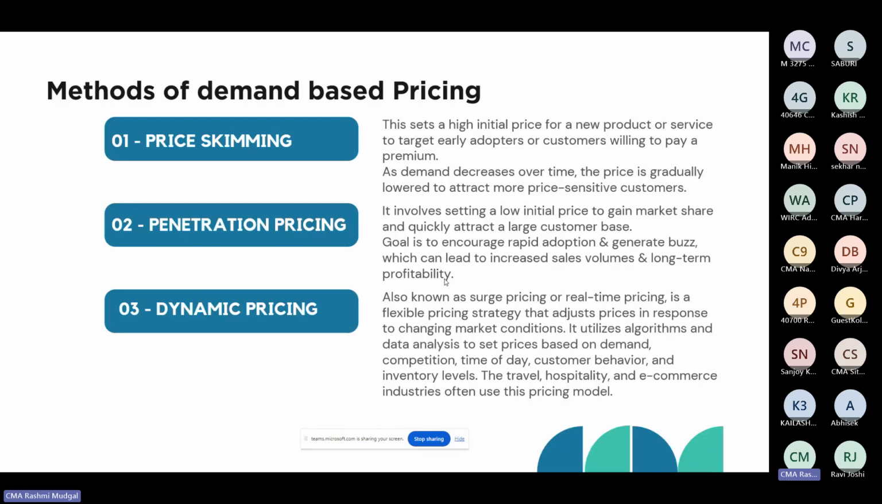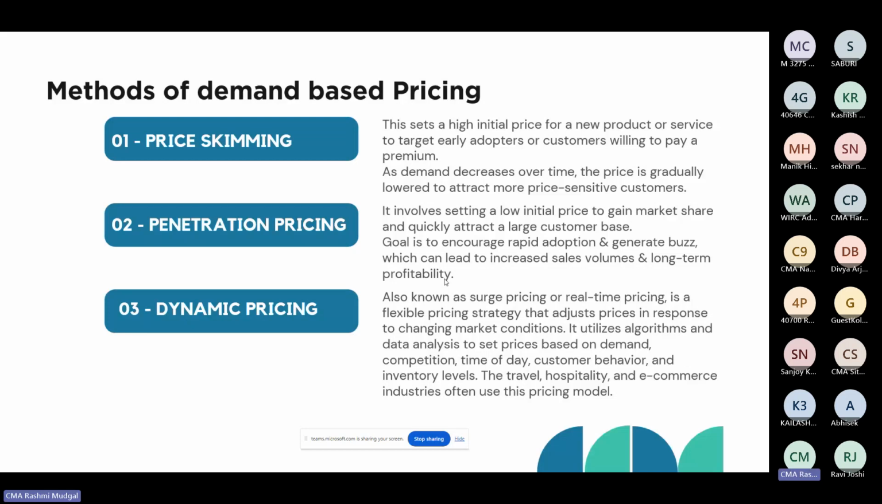Penetration pricing is very different from price skimming. Price skimming is putting a high price at the initial time, but penetration is putting a low price so that I can introduce my product, and this will generate a quantity of sales. So if I want to reach volume for my product, I have to go for penetration pricing.